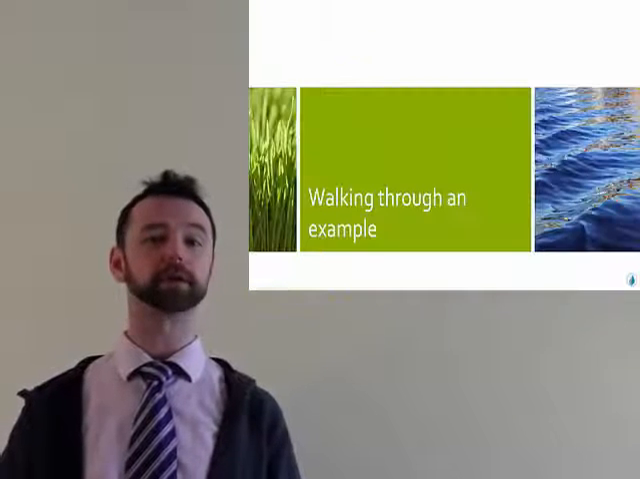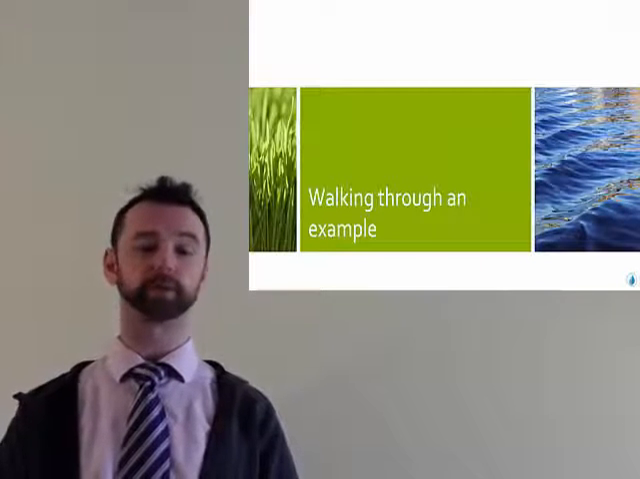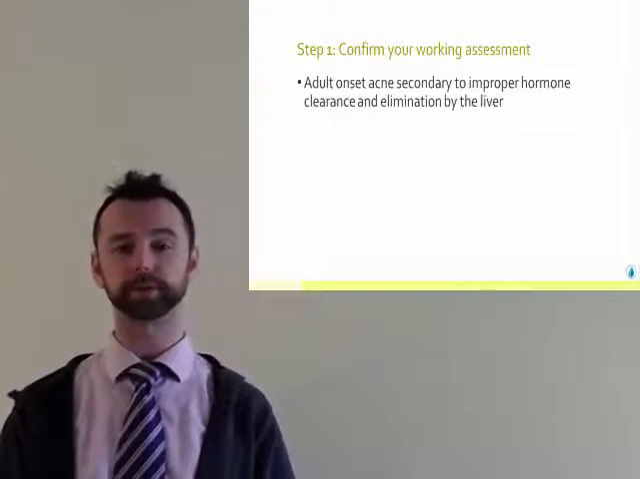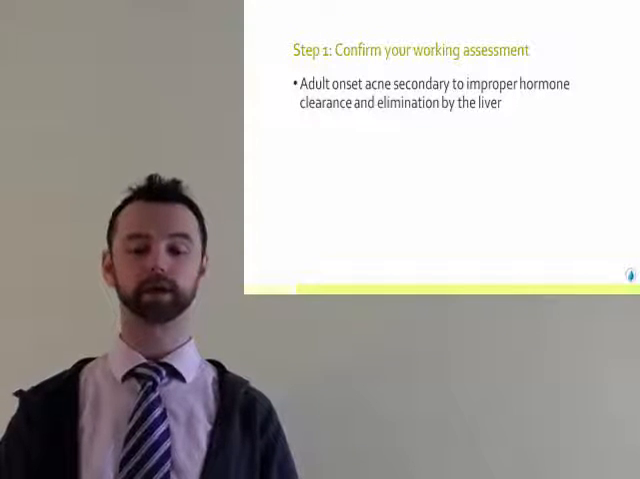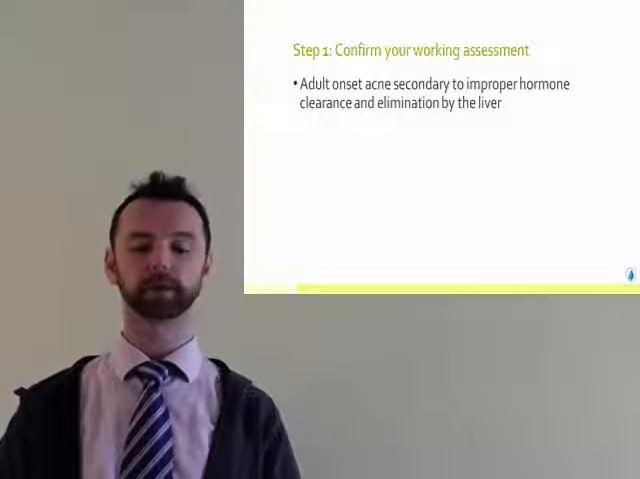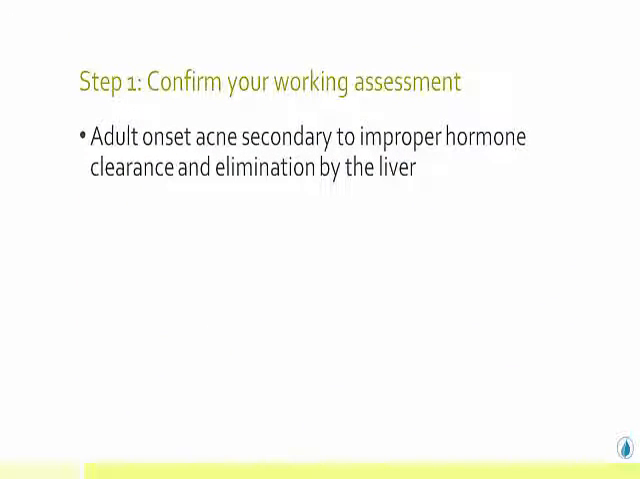So now let's take a look at an example. Let's actually walk through the steps, see if we can build a formula. Step 1, confirm your assessment. So here we've chosen adult onset acne secondary to improper hormone clearance and elimination by the liver. One of the things, and we of course had the time to craft this assessment, but one of the most important things is the assessment should be as specific as you can make it. Not just acne. That really doesn't tell us too much.